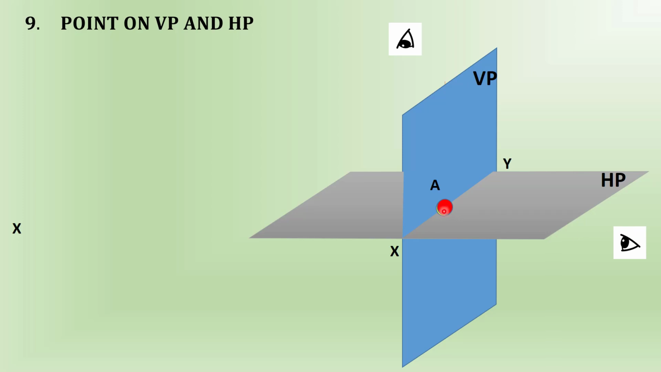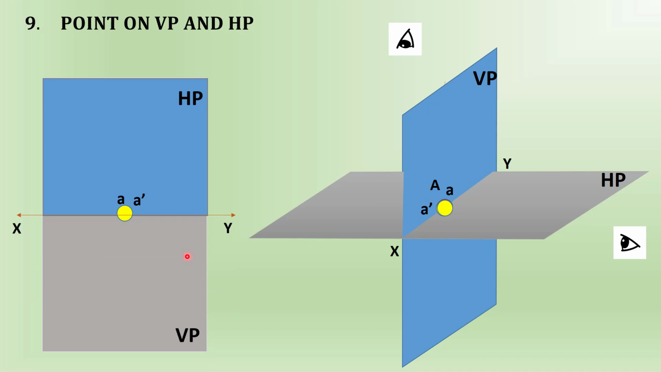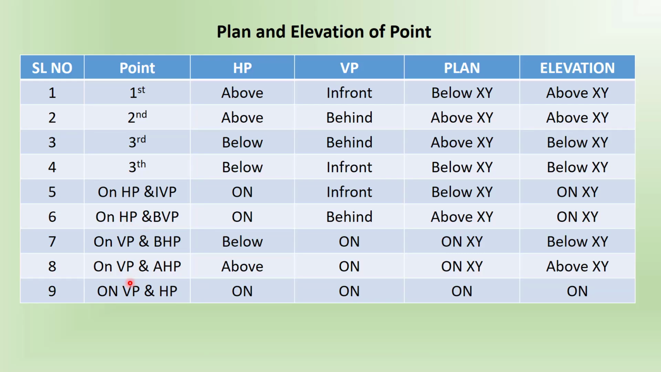So when you look from the front, the elevation will be obtained on the XY line itself since the point is lying on the XY line. Again, when you look from the top, the plan also will be obtained on the XY line. So all the points will be the same in this case. In the orthographic projection, you can mark A and A dash like this. So when the point is on VP and HP, the plan will be on the XY line and the elevation also will be on the XY line.